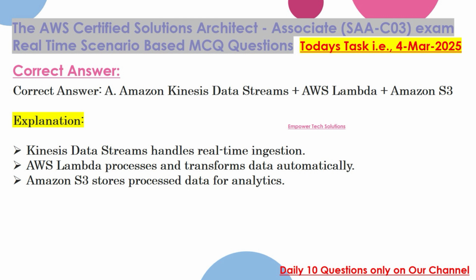Explanation. Kinesis Data Streams handles real-time ingestion. AWS Lambda processes and transforms data automatically. Amazon S3 stores processed data for analytics.